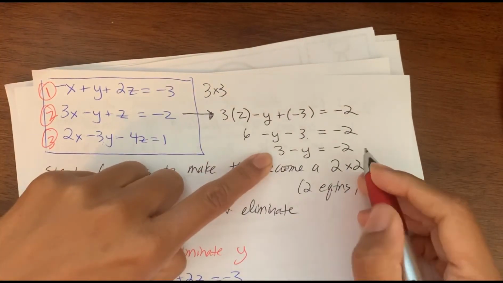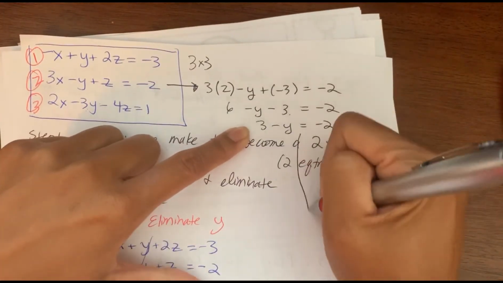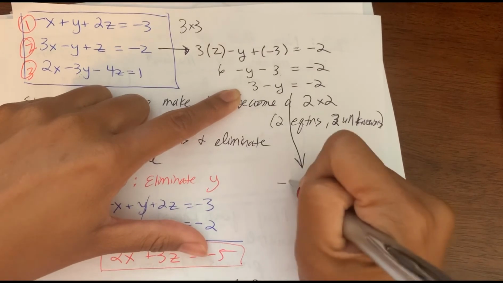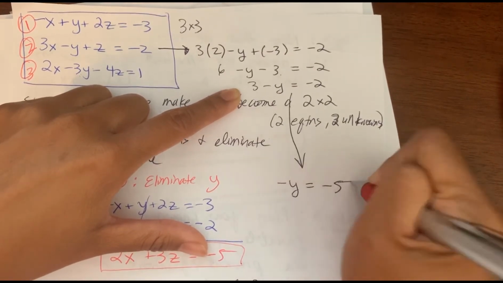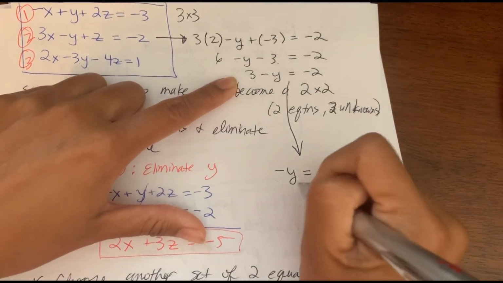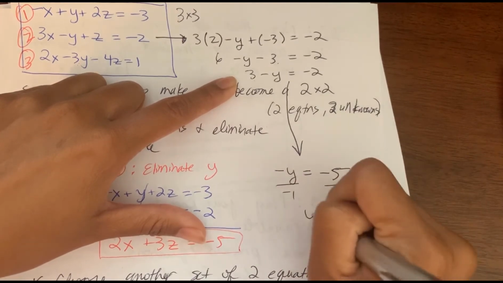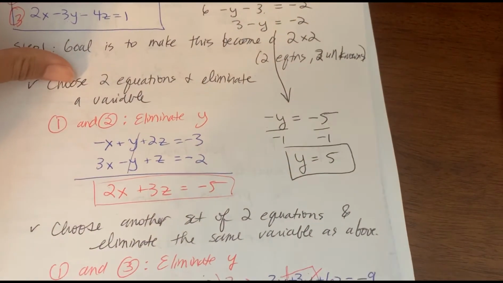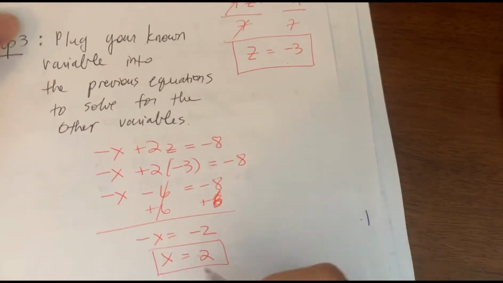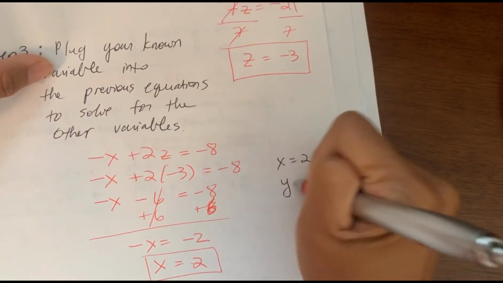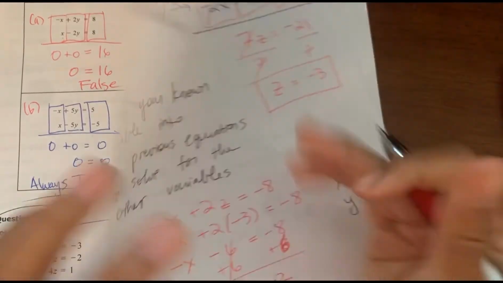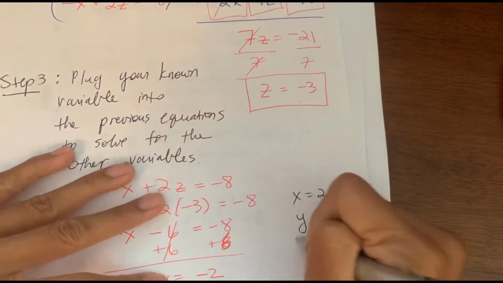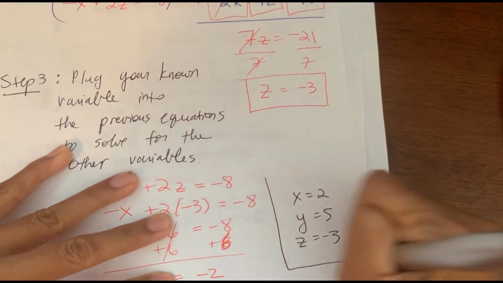I subtract 3 to the other side, so I'm running out of space here. So if I subtract 3 to the other side, I get negative y is equal to -5. Divide both sides by -1. So I end up getting y is equal to 5. So the end answer is that x is 2, y is 5, and z is -3.